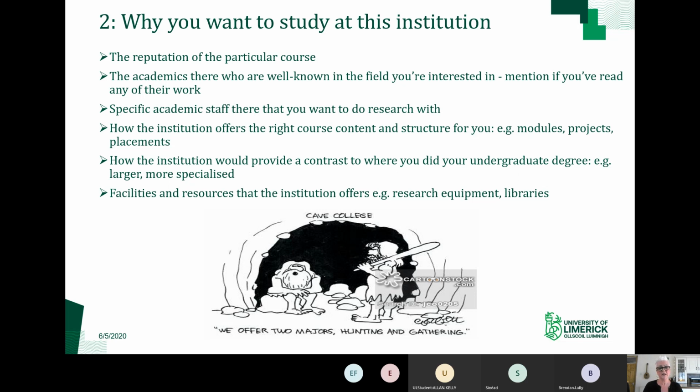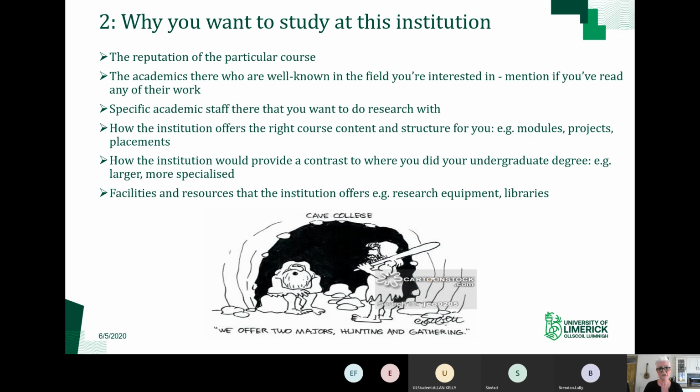You're doing your research. So do you know anything about this course? Are there academics teaching on this course in the field that you're interested in? Mention if you've read about them. Again, it could be a research master's, it could be a taught master's. Usually for every postgraduate programme, they will have the name of the course director, they'll have other profiles of people in the department. So do your research on who's teaching.